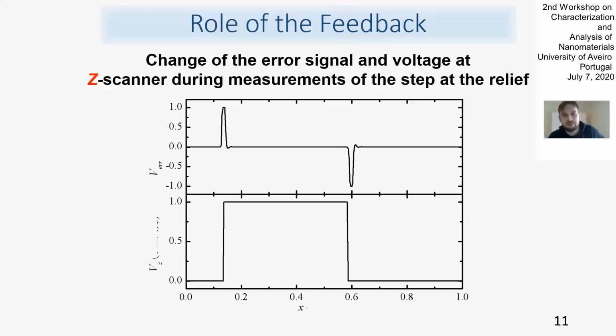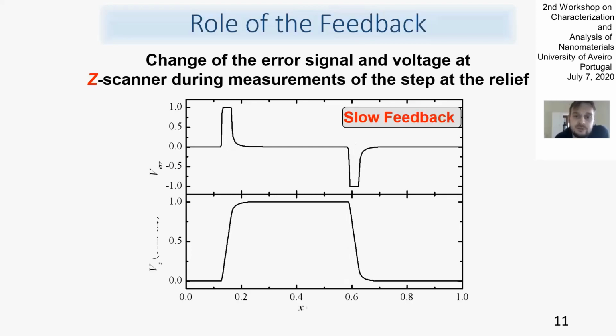And if we have a really well calibrated feedback system, we have such an image which we see now. But if we have some problems with the feedback, for example, we set the feedback coefficients too low, it will result in a smoothing of the relief, so we will have a deviation of the relief from the normal one.